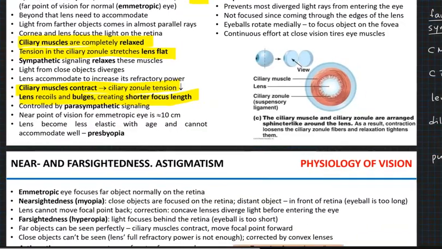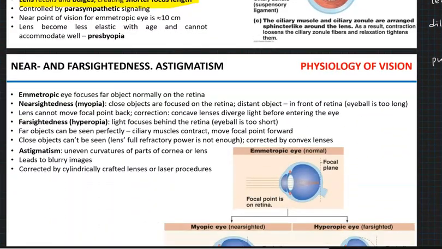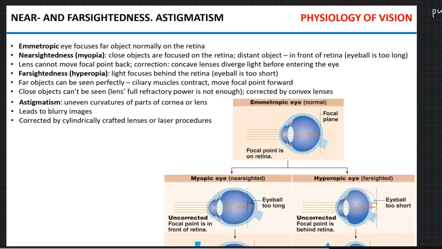Now, what about these conditions? Astigmatism, nearsightedness, or farsightedness. So, the normal eye is emmetropic.